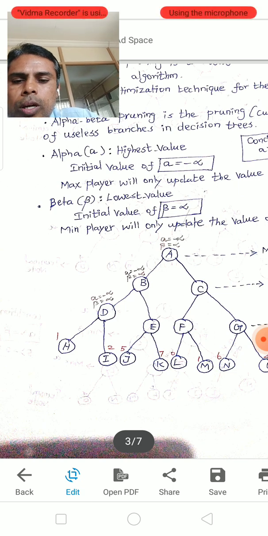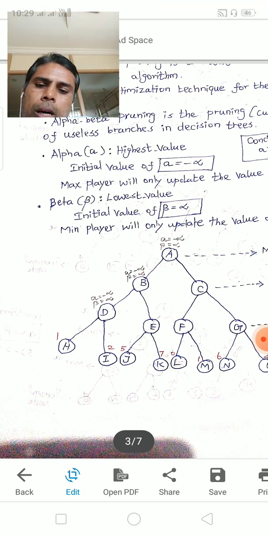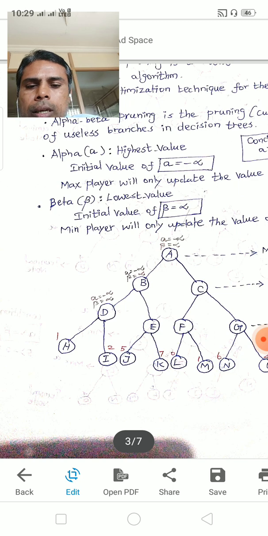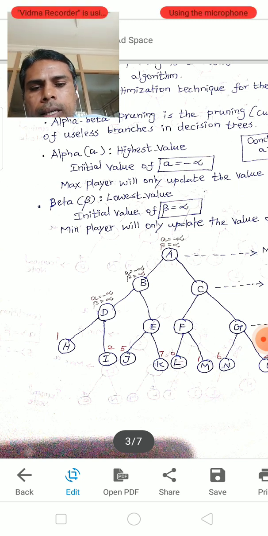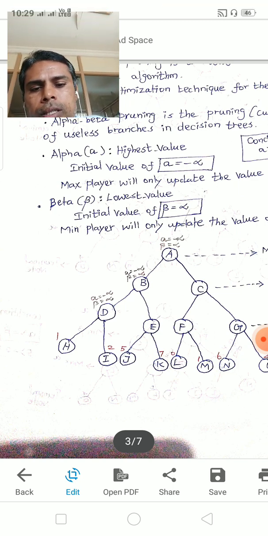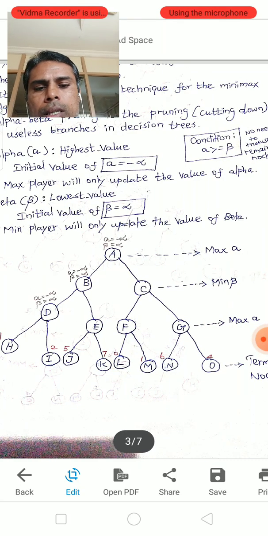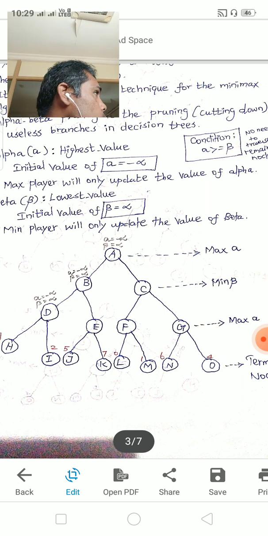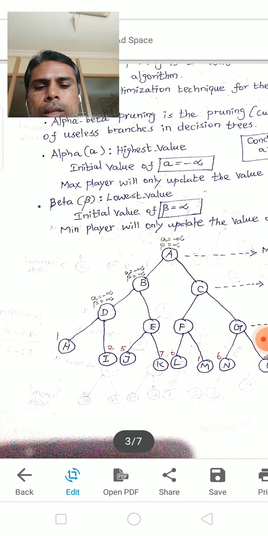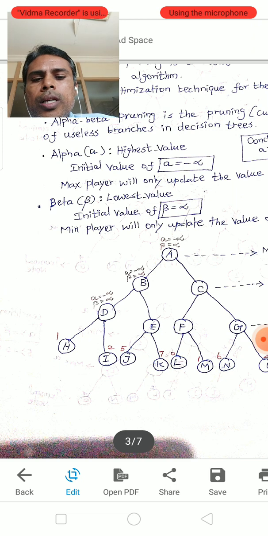So first is 1, H contains 1, and I contains 2, and J contains 5, and K contains 7, and L contains 0, and M contains 1, N contains 6, and O contains 4. There is a set of values, the weightages, available in the leaf nodes.